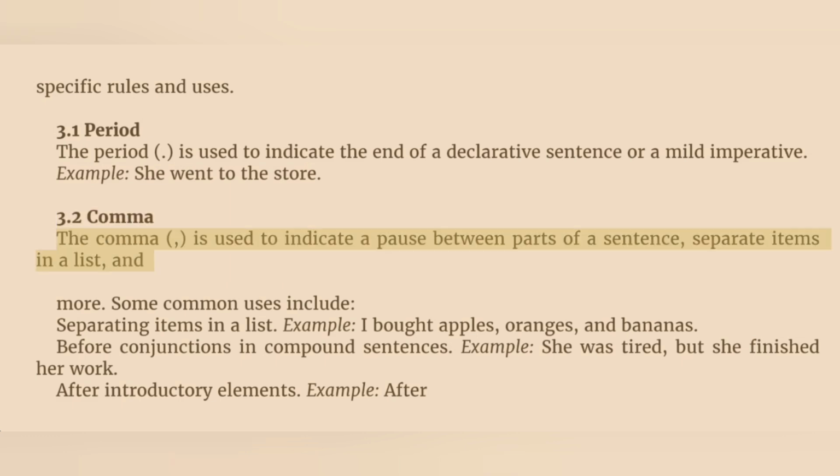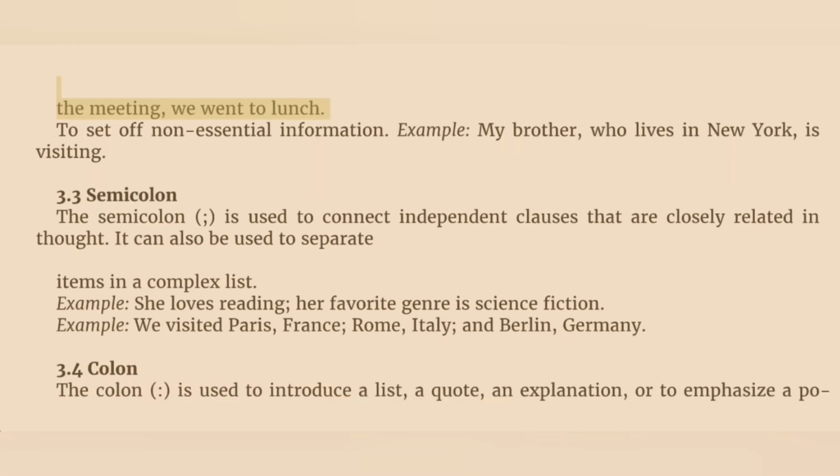3.2 Comma. The comma is used to indicate a pause between parts of a sentence, separate items in a list, and more. Some common uses include separating items in a list. Example: I bought apples, oranges, and bananas. Before conjunctions in compound sentences. Example: She was tired, but she finished her work. After introductory elements. Example: After the meeting, we went to lunch. To set off non-essential information. Example: My brother, who lives in New York, is visiting.